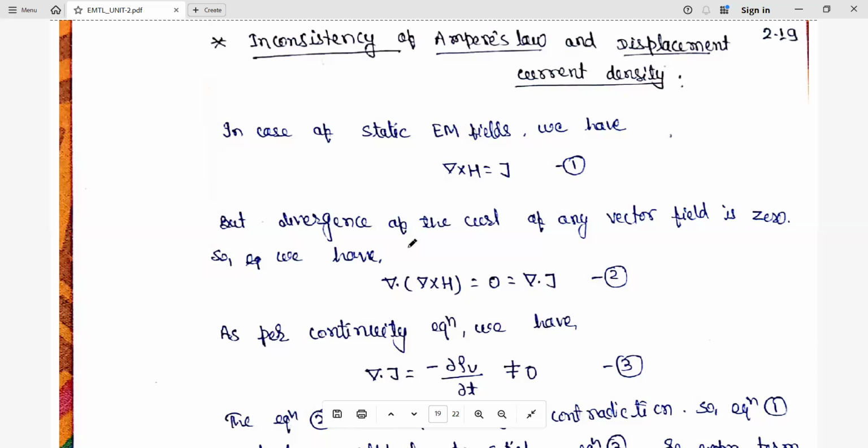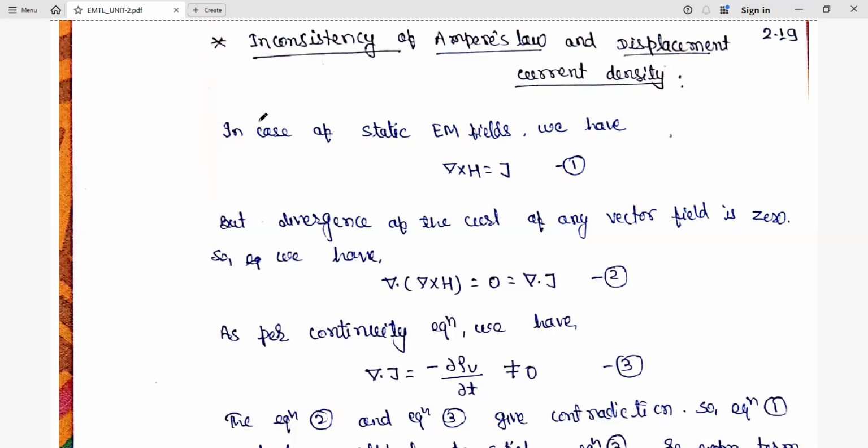Here we have a discussion about how Ampere's law is not consistent everywhere, and we are going to see about displacement current density. Earlier we discussed convection current as well as conduction current. We have seen that in the case of convection current, we don't require any conductors, but in the case of conduction current, we require a conductor. Here you will see the necessity of the displacement current, what its use is, and how it makes Ampere's law valid.